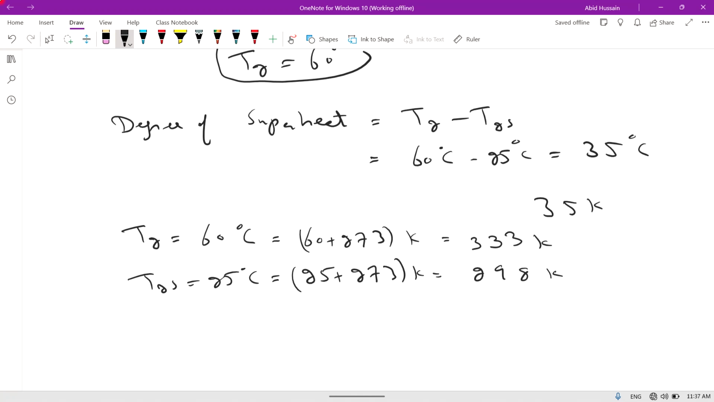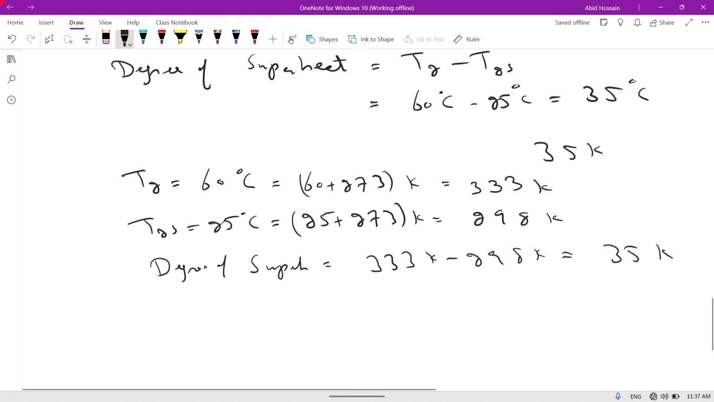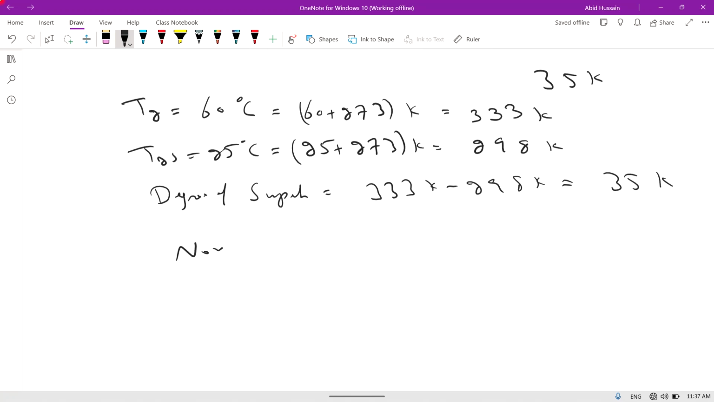So degree of superheat is equal to T2 minus T2S, which is 333 Kelvin minus 298 Kelvin, equal to 35 Kelvin. So note that 35 degrees centigrade is equal to 35 Kelvin. And the problem is completed.